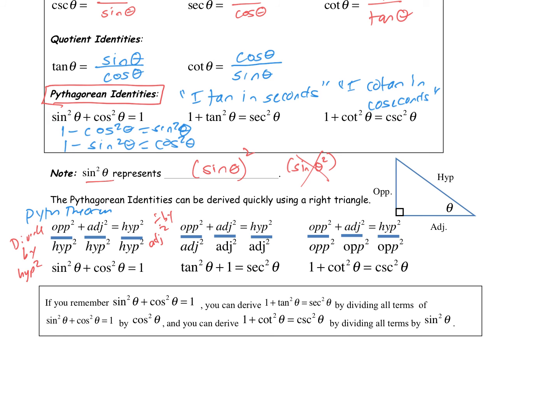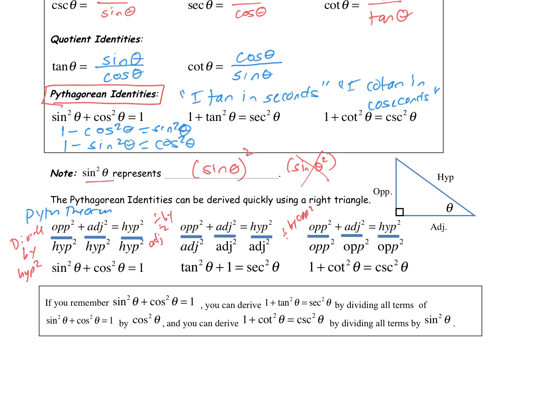And then for the last derivation, we're going to divide by the opposite side length squared. Right? So we're going to start, once again, with the Pythagorean theorem. Opposite squared plus adjacent squared is hypotenuse squared. Divide both sides of the equation by the length of the opposite side squared. Then we get opposite squared over opposite squared is 1. Adjacent squared over opposite squared is cotangent squared. Hypotenuse squared over opposite squared is cosecant squared theta. That's where they come from.